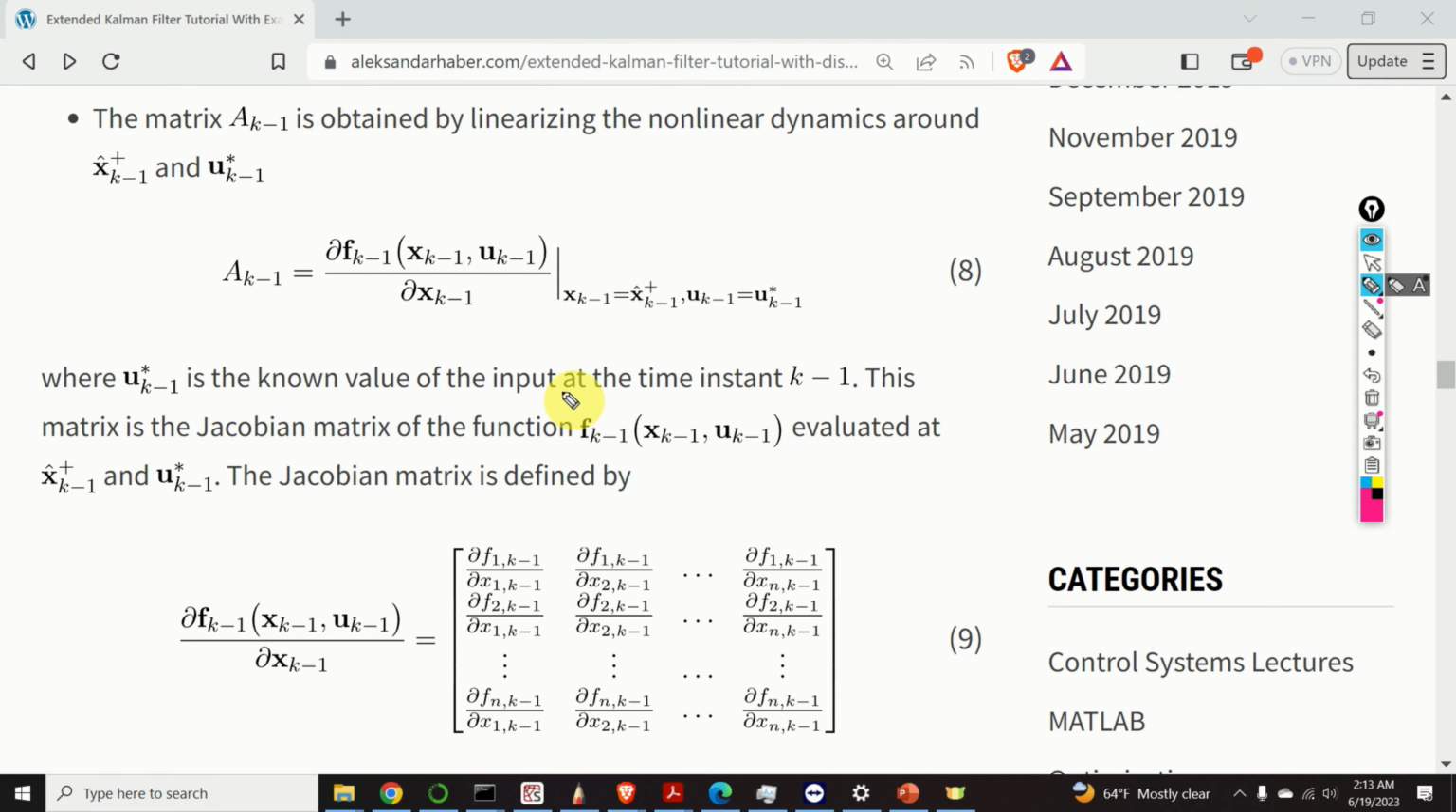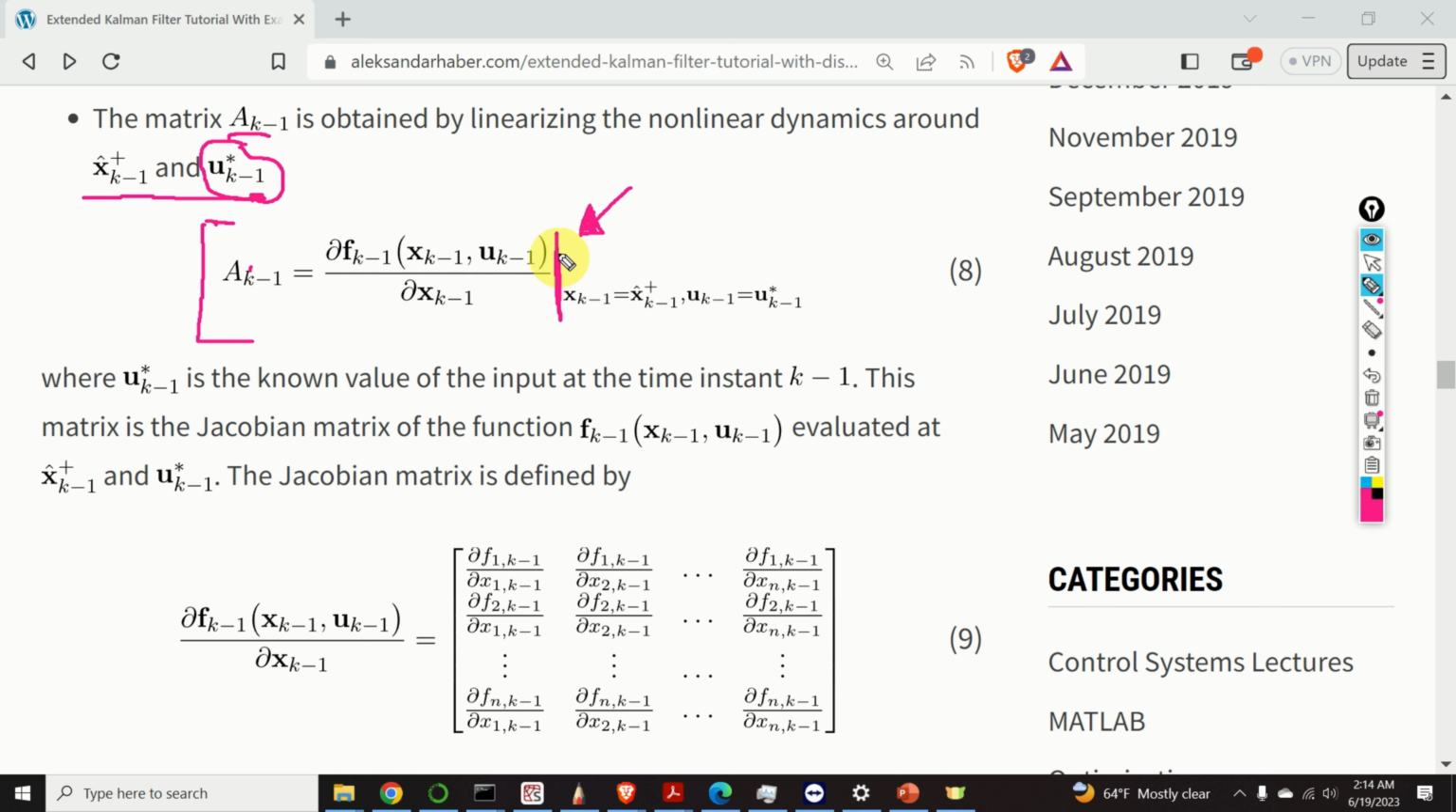As mentioned previously, the matrix A_{k-1} is obtained by linearizing the nonlinear dynamics around x_{k-1}^+ hat and around this control input. In fact, this control input is not used for linearization, it's simply substituted in the expression of partial derivatives. More precisely, the matrix A_{k-1} is denoted like this. This is a standard notation in vector calculus.